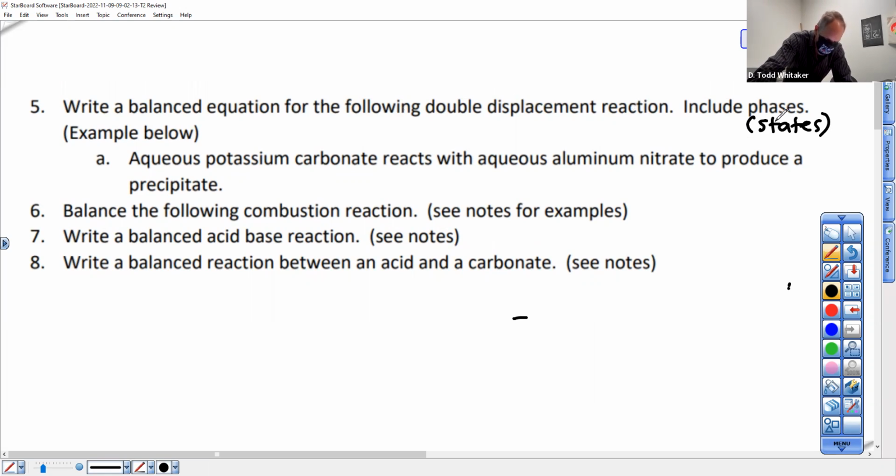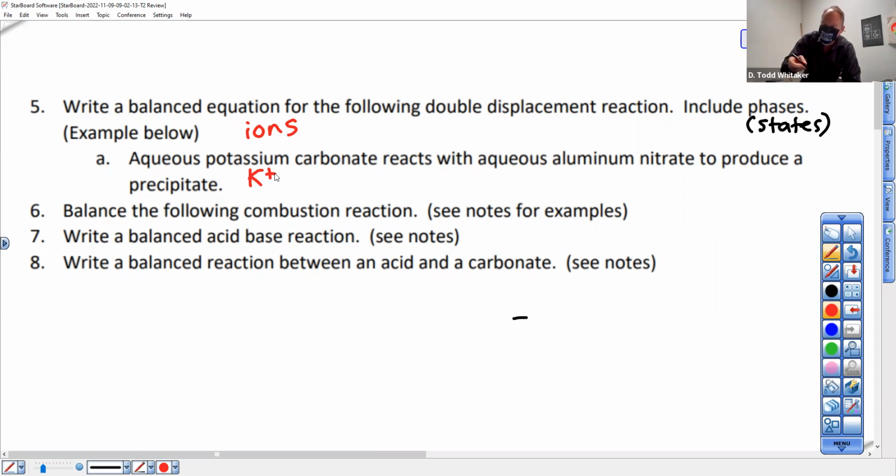Double displacement. Include phases, and phases are states. So this is where you're going to have to use your solubility table again, isn't it? Aqueous potassium carbonate. You need your ions, everybody. Do not fight it. Potassium ion, please. It's in the first column of the periodic table. K plus. Carbonate. It's in your brain.